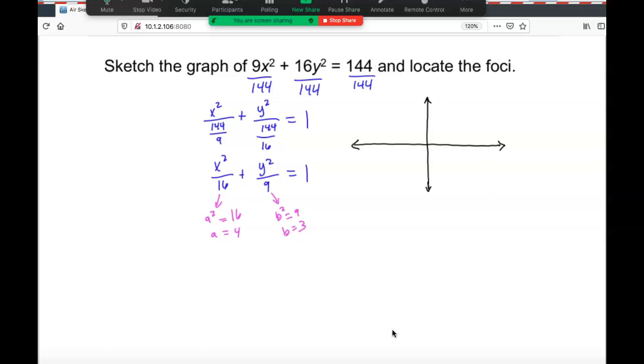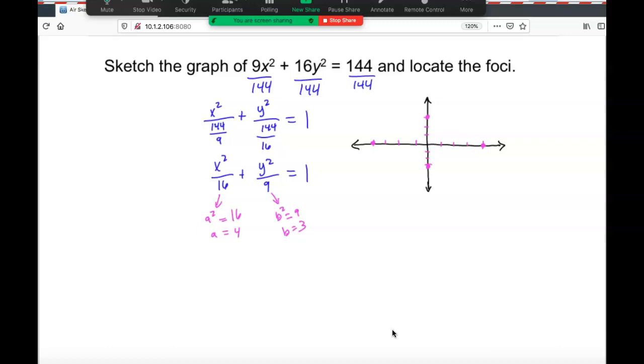I'm going to go out 4 in the x direction. 1, 2, 3, 4. I'm going to put a point. Do the same on the other side. 1, 2, 3, 4. Put a point. I'm going to go up b and down b. 1, 2, 3. There's a point. 2, 3. There's a point.